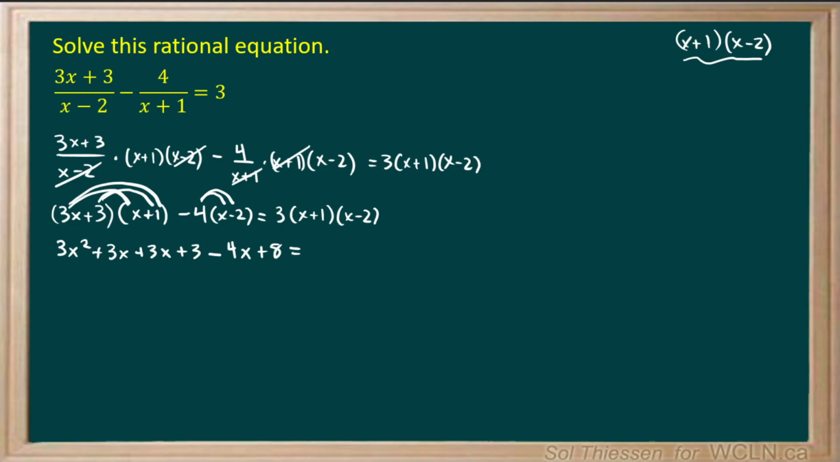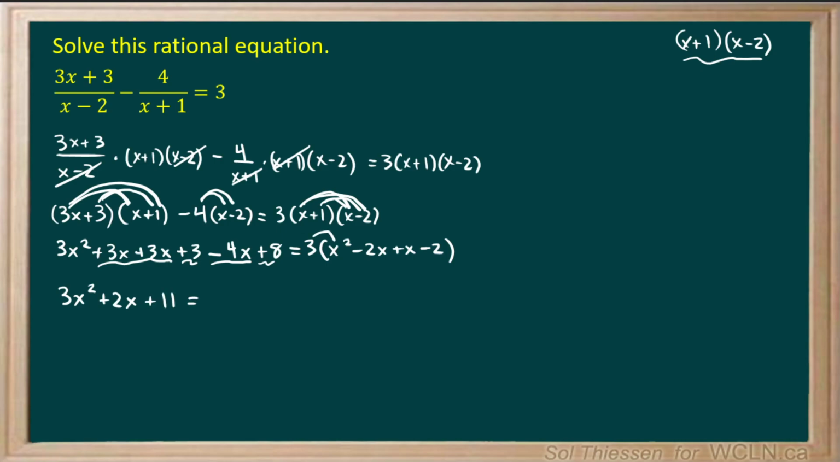And then I'm going to start by expanding the binomials on the right. So we'll have x times x, which will give us x squared. X times negative 2 is minus 2x, 1 times x is plus x, 1 times negative 2 is minus 2. So on the left, we'll start combining some like terms. We can combine 3x, 3x, and negative 4x to leave us with 2x. We'll have 3x squared plus 2x, and then we can combine 3 and 8 to give us 11.